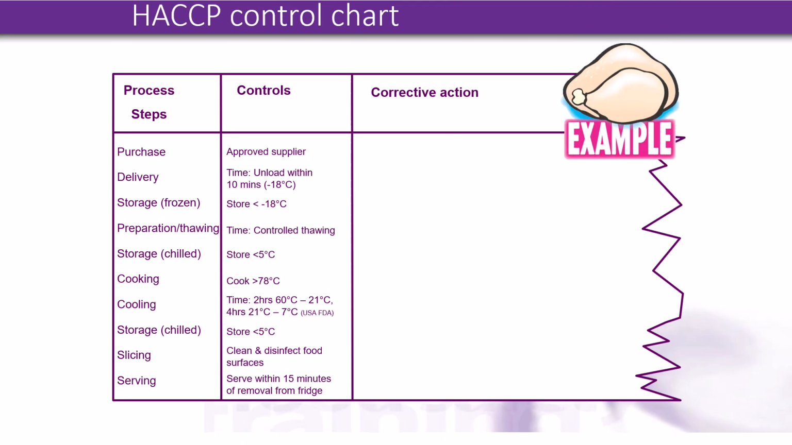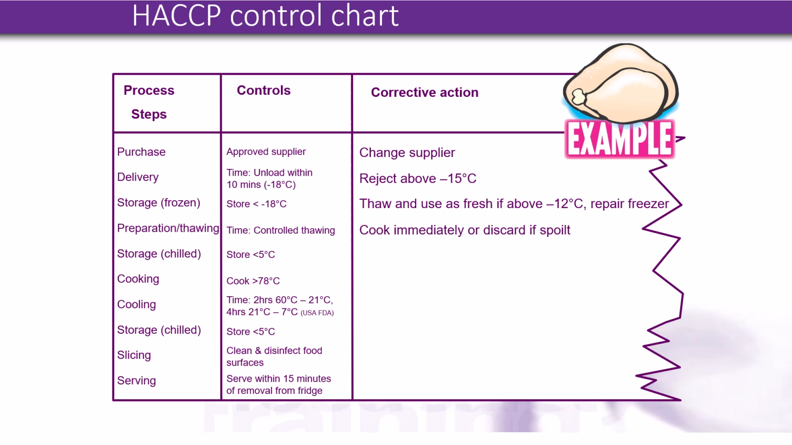So let's have a look at the next part of the HACCP control chart. The corrective action should be applied if there's a problem with any of the process steps. Change supplier for purchase. Reject above -15 degrees C. Thaw and use afresh if above -12. And repair the freezer if there's a problem with the freezer. Cook immediately or discard if spoilt.